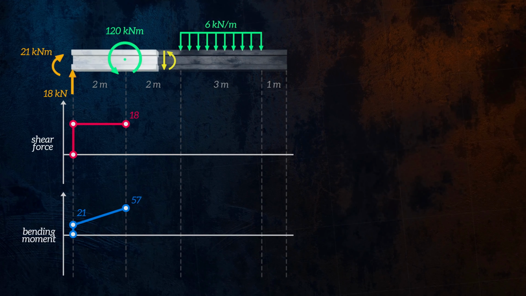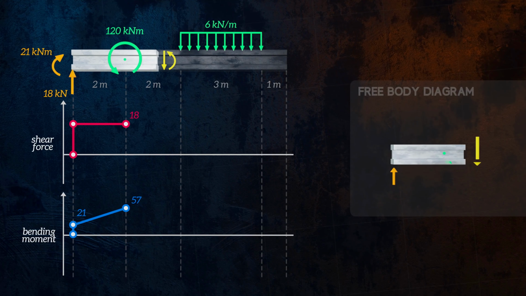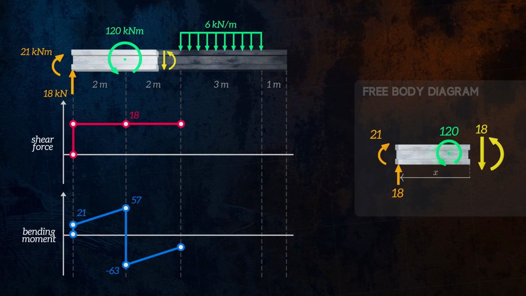We can then move our cut to the right of the concentrated moment. The moment won't affect the shear force, which will remain constant at 18 kilonewton until we reach the distributed force. But it does cause the bending moment to suddenly drop by 120 kilonewton meters. After the drop, the bending moment is again defined by a straight line.